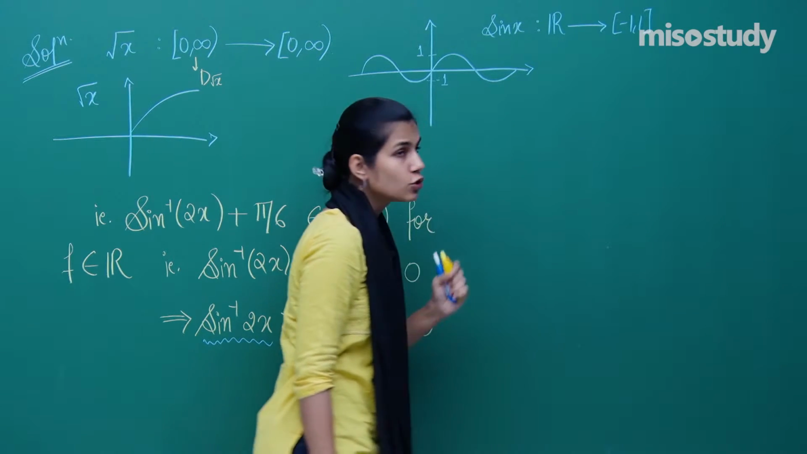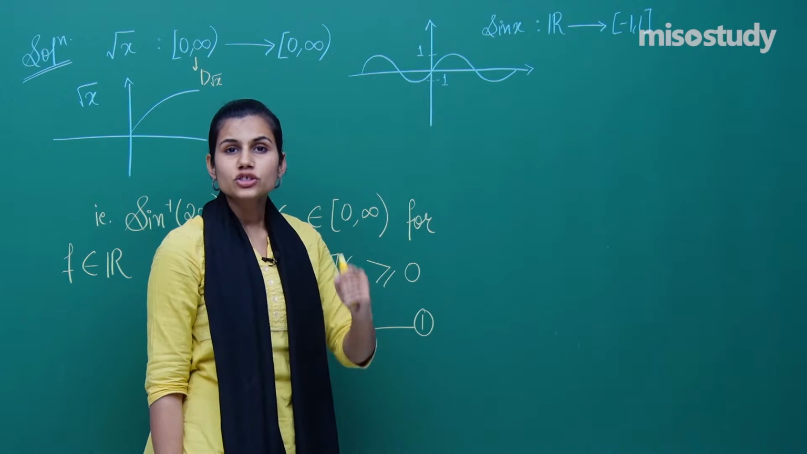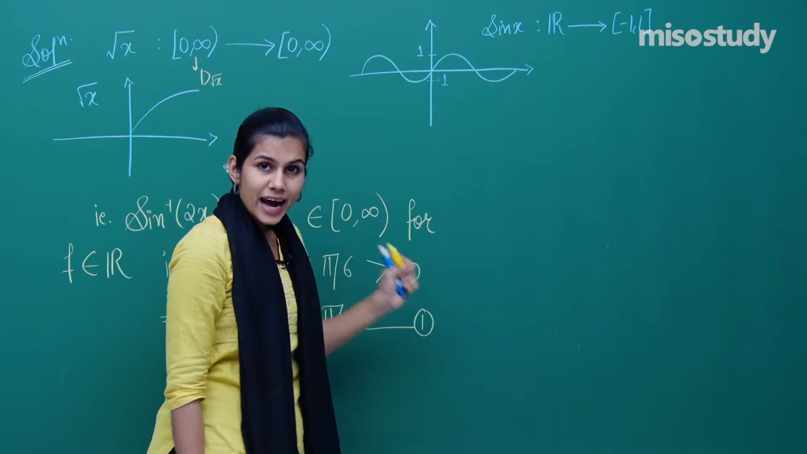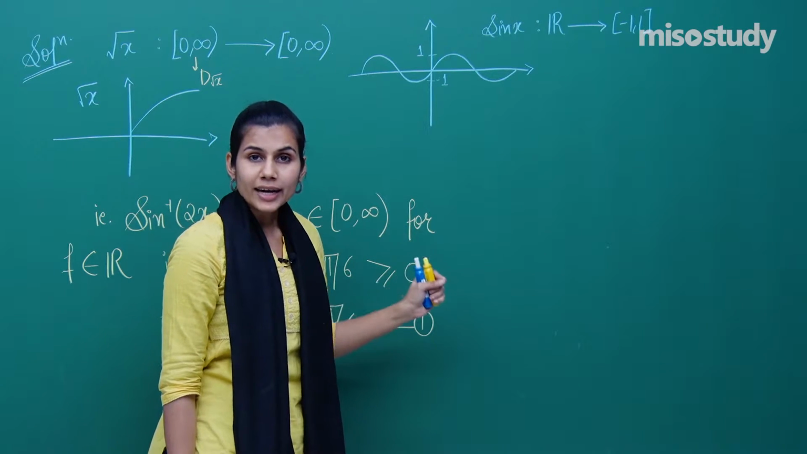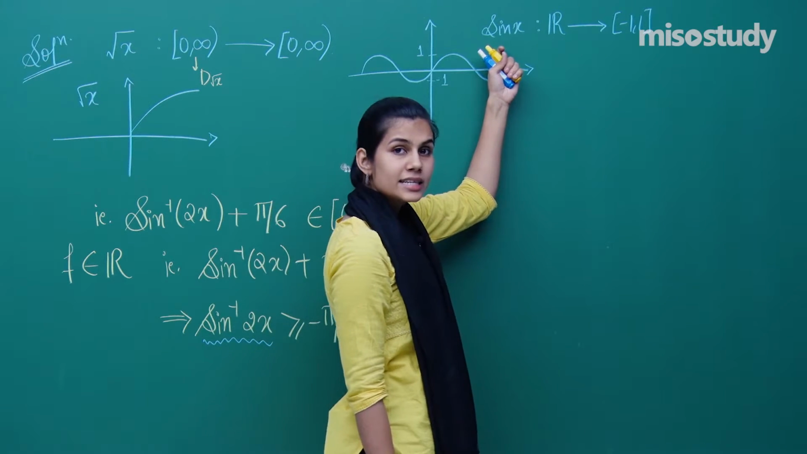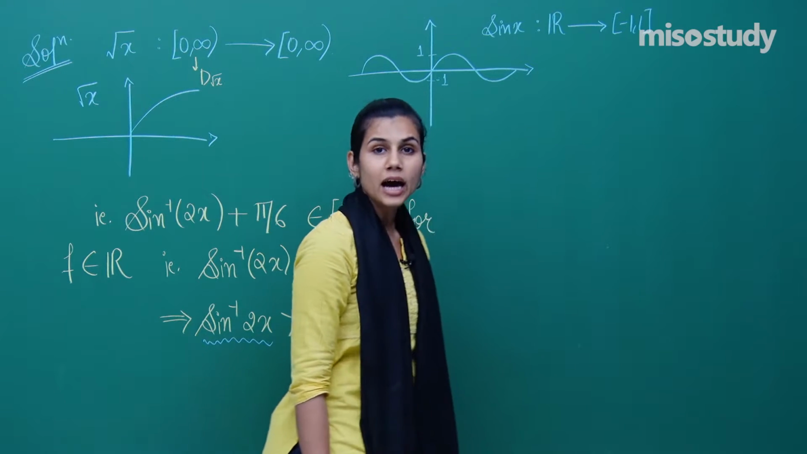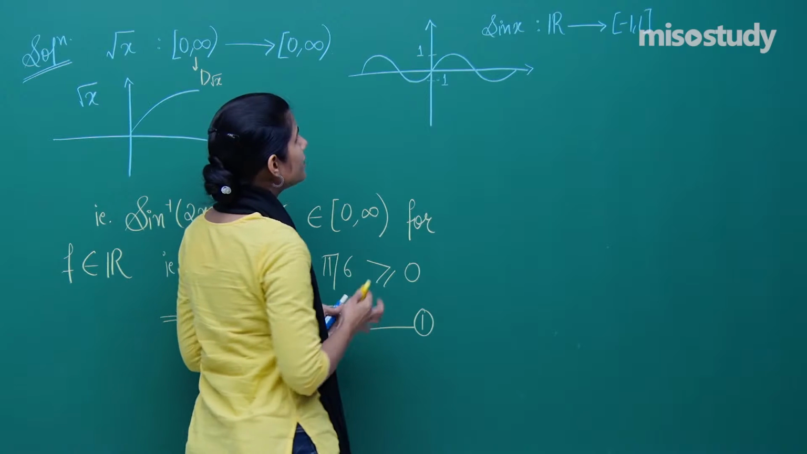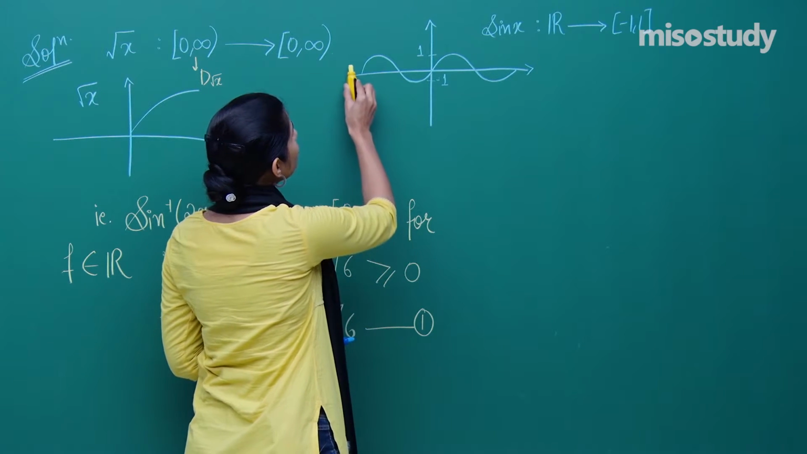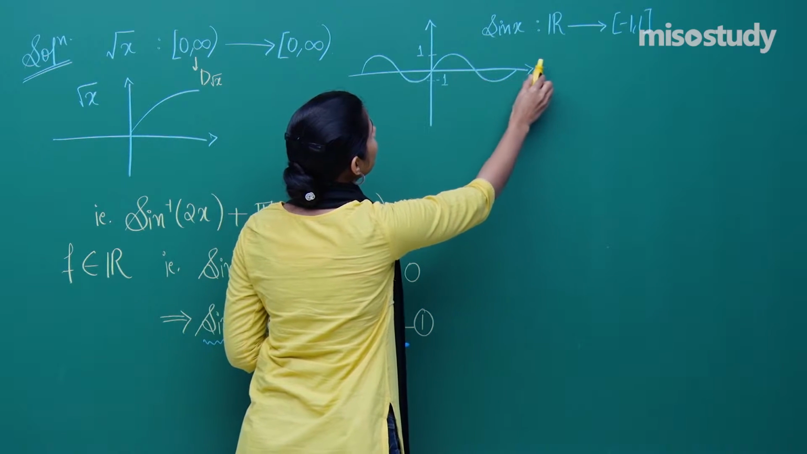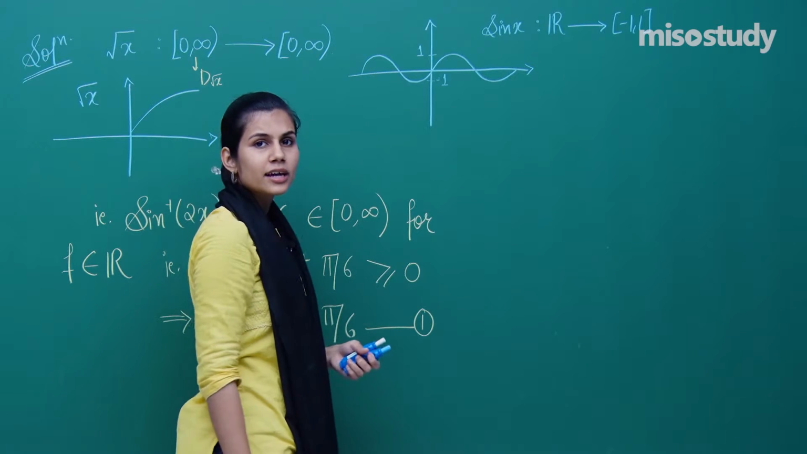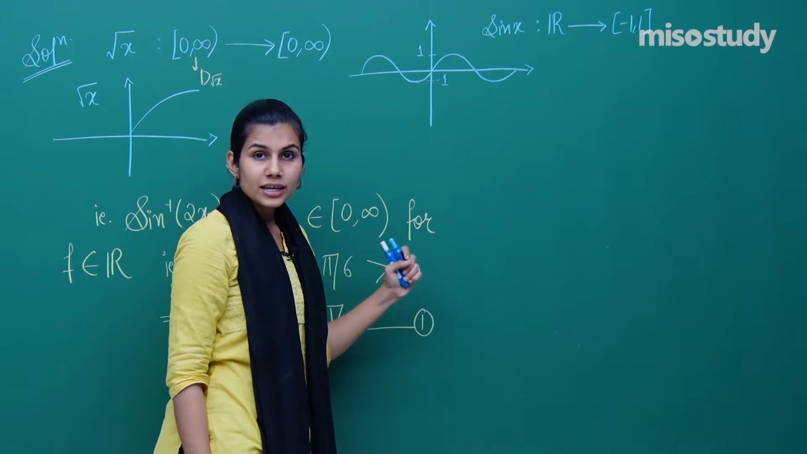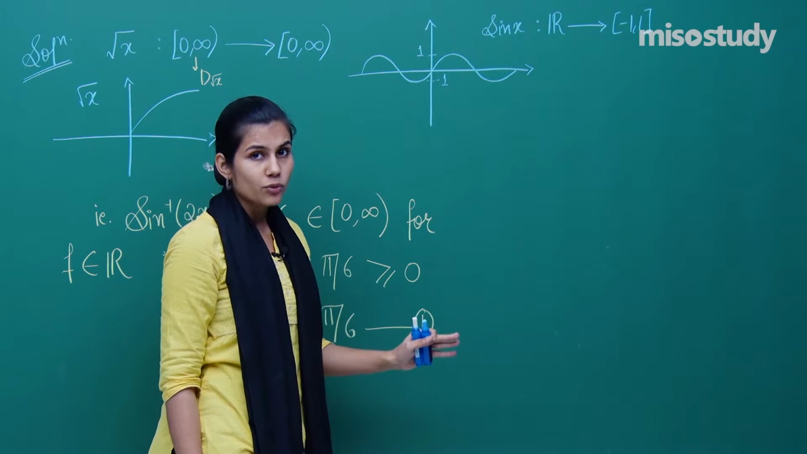But what about the domain? I want my function to be 1-1 also for it to be invertible, and that can be done provided my function sine is 1-1 on the domain R. But by the horizontal line test, you can very well see that if you make a horizontal line, it is going to intersect the graph at more than one point. That means over the real line the sine function is not 1-1.